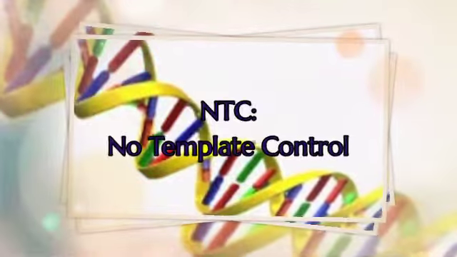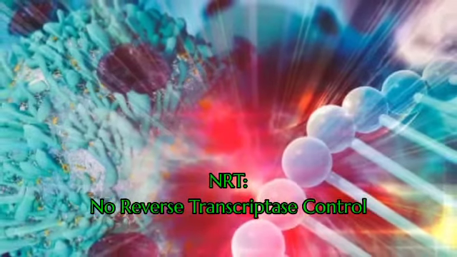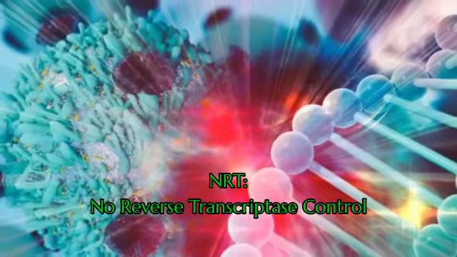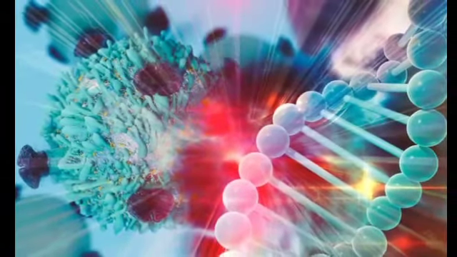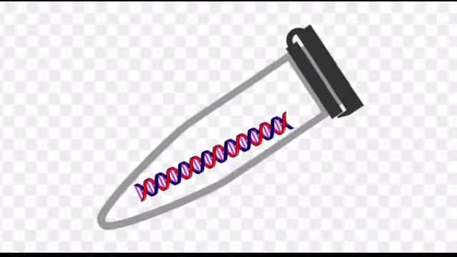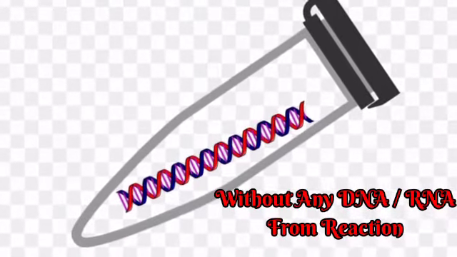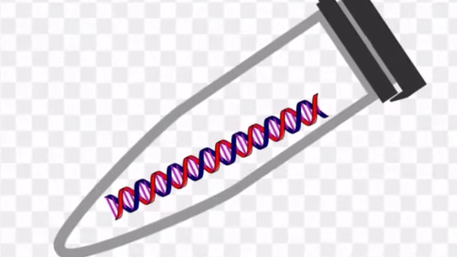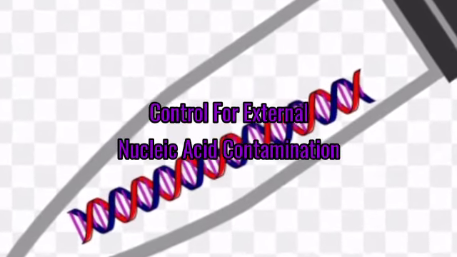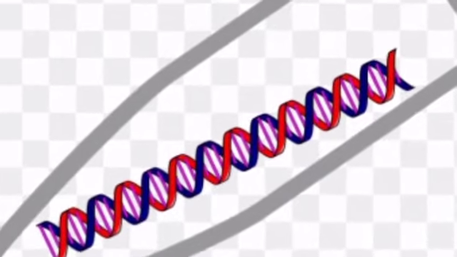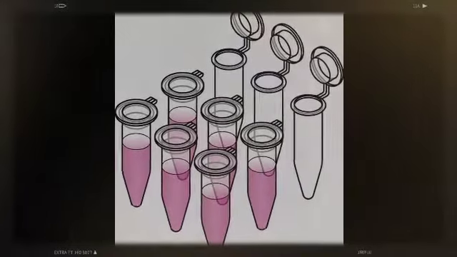The first one is NTC or no template control. The second is NRT, that is no reverse transcriptase control, and the third one is NAC, that is no amplification control. So we will start with no template control. No template control omits any DNA or RNA template from a reaction and serves as a general control for external nucleic acid contamination. When using SYBR Green chemistry, this also serves as an important control for primer-dimer formation.